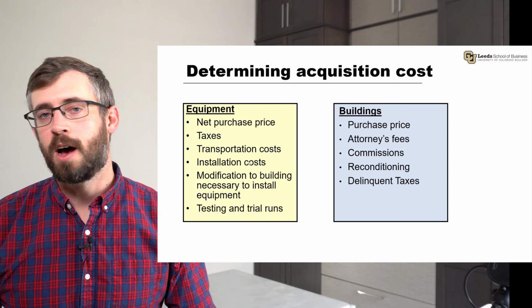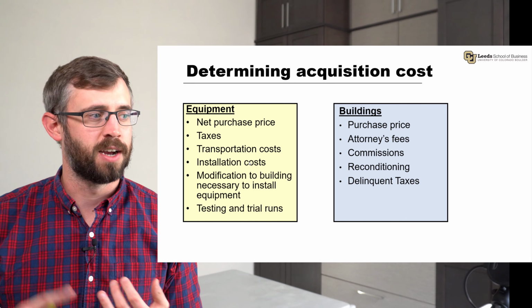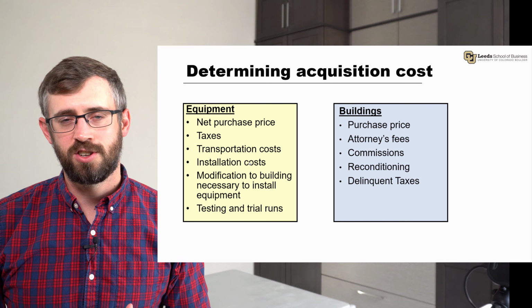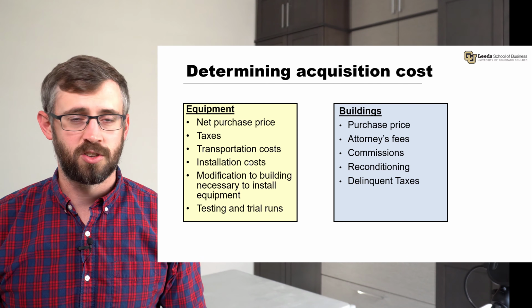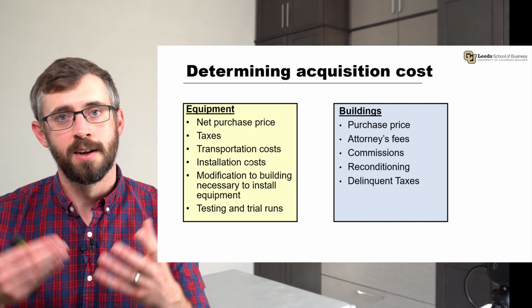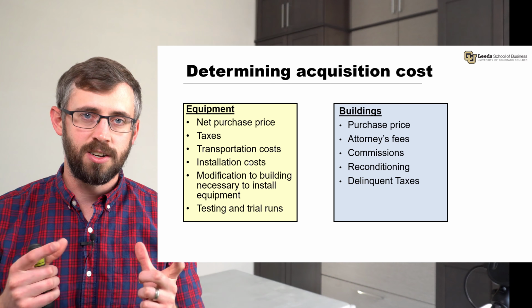Now for buildings, things we put on our land, they're going to look like the land account in that we're going to have the purchase price. We could have attorney's fees, real estate commissions again, any costs to recondition or improve that building, and any delinquent taxes. So if there are past taxes due on a building that we have to pay in order to get it up to speed with the government, those would also get capitalized into the value of that building.